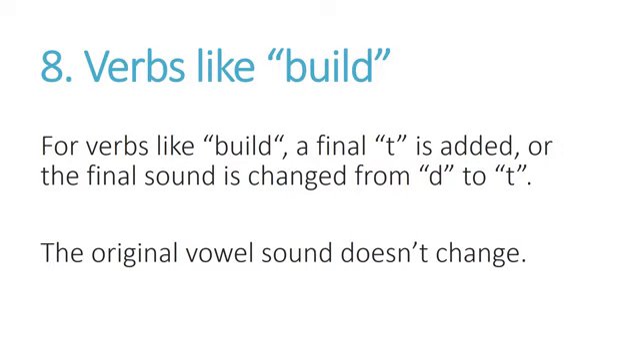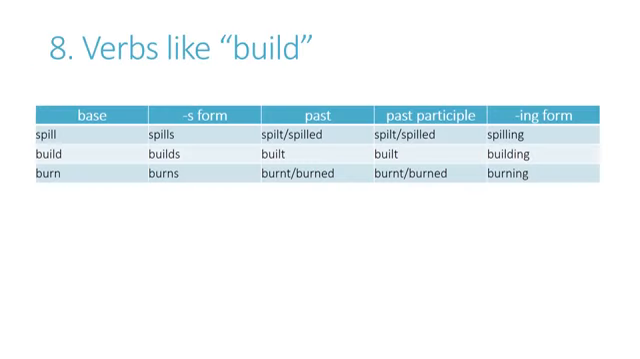The next one is verbs like build. For verbs like build, a final T is added, or the final sound is changed from a D to a T. The original vowel sound doesn't change. For example, spill, spilt, spilt. We can also use the regular verb ending here, spilled, spilled. Build, built, built. Burn, burnt, burnt. And here you can also use the regular ED ending. Burn, burned, burned.